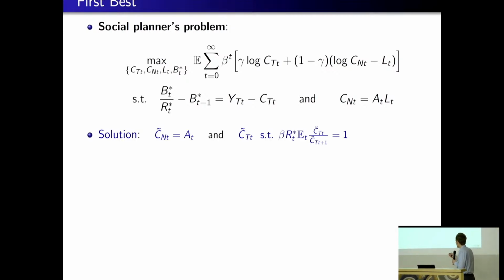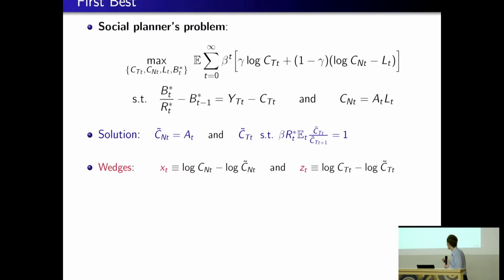As usual, the optimal trade-off between consumption and leisure gives you that output in the non-tradable sector moves with productivity shocks, and then the optimal intertemporal consumption smoothing for tradables is characterized by the Euler equation. This C tilde denotes the first best allocation in this model. Given this first best allocation, we can now define two wedges which play an important role in our analysis. The first one is the output gap, how much output in the non-tradable sector deviates from the first best. That's exactly the same definition, the same object that we also have in a closed economy.